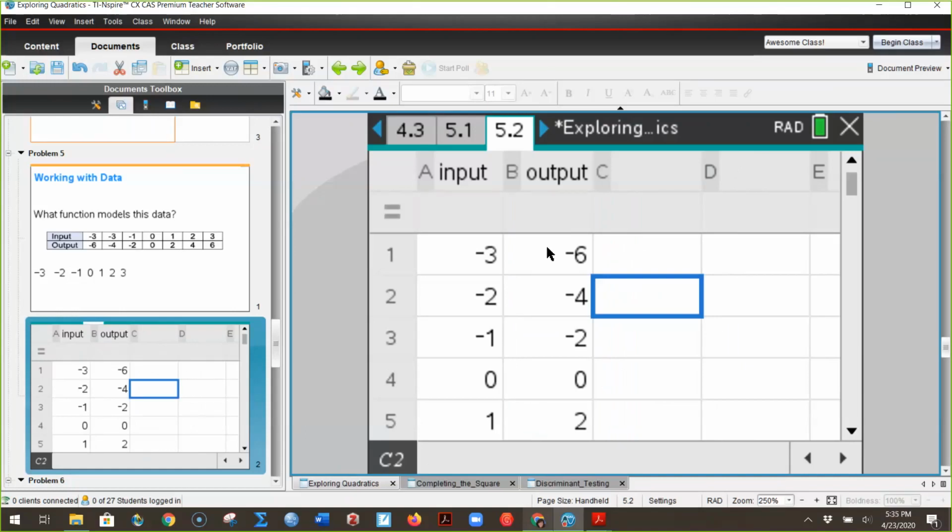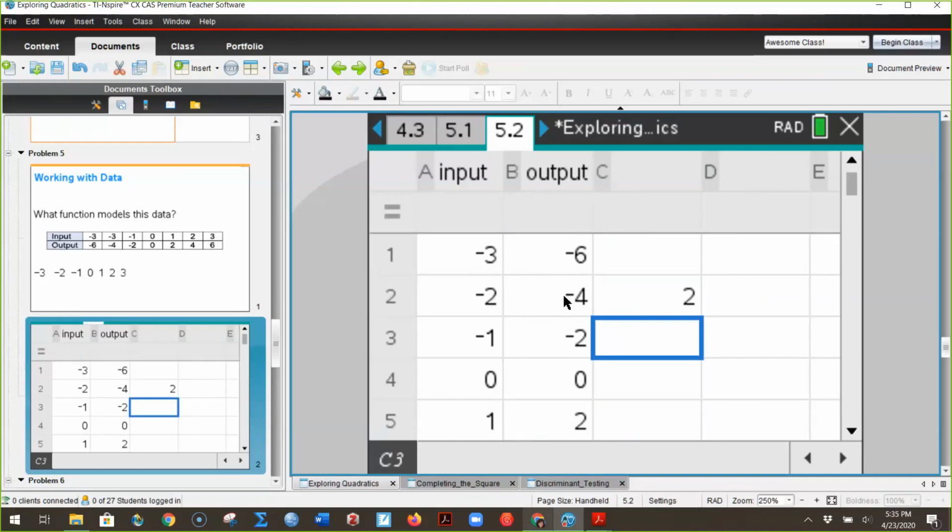So I am going to go ahead and say -2 minus 3 is going to be 1. And -4 minus 6 is going to be 2. And so if I were to do that rate of change, it happens to be 2. I'm going to do it again. -1 minus -2 is a 1. So with my inputs, these are a difference of 1 every single time.